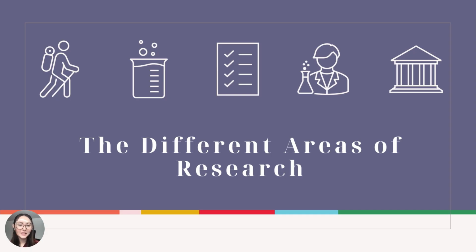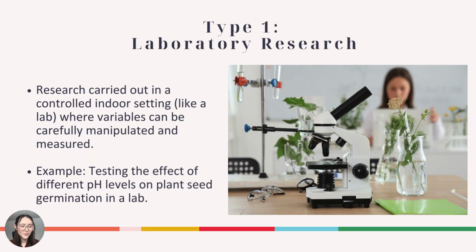Now let's talk about some different types of research. The research types that we'll talk about are all common in agriculture, but can be used for different disciplines and study areas as well. Type 1 is laboratory research. This is research carried out in a controlled indoor setting where variables can be carefully manipulated and measured. For an example, testing the effect of different pH levels on plant seed germination in a lab. This would be an example of laboratory research.